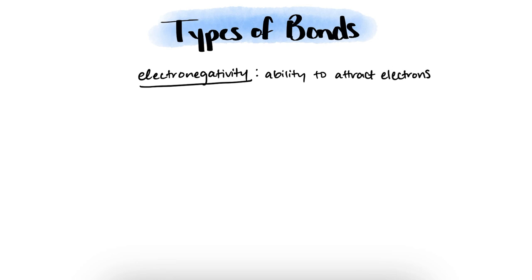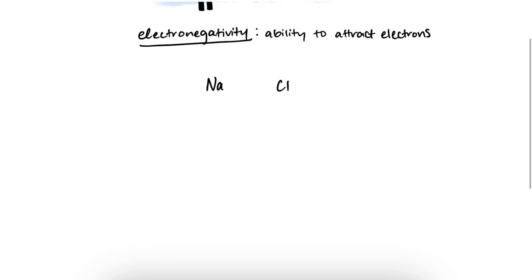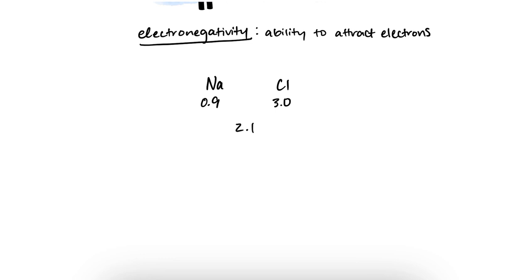So let's look at an example here. Let's say we have a sodium atom and a chlorine atom. Sodium has an electronegativity value of 0.9 from literature, and chlorine has a value of 3.0. This gives them an electronegativity difference of 2.1. As you can see, chlorine has a much stronger pull on electrons than sodium does.